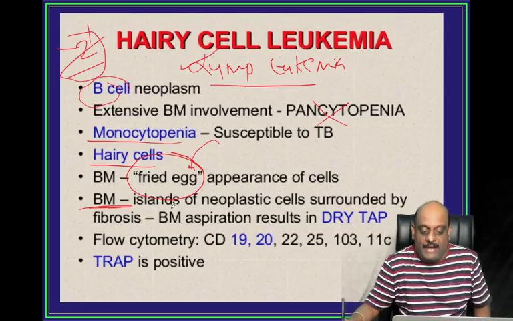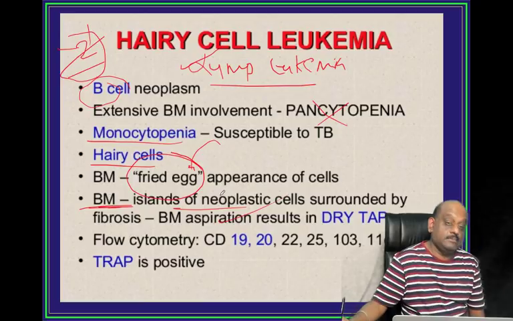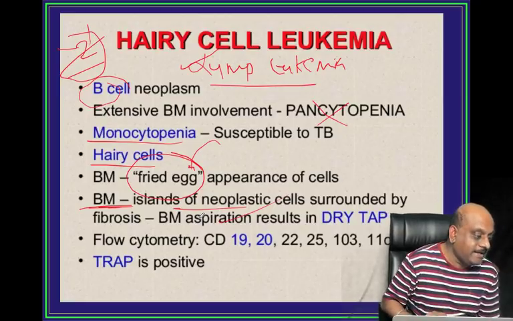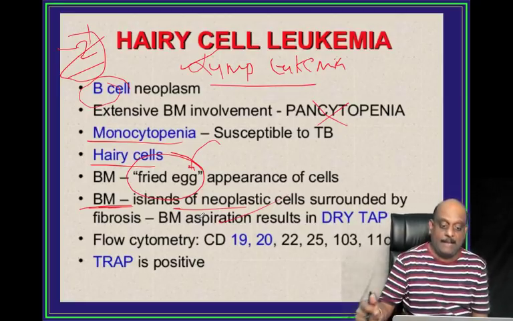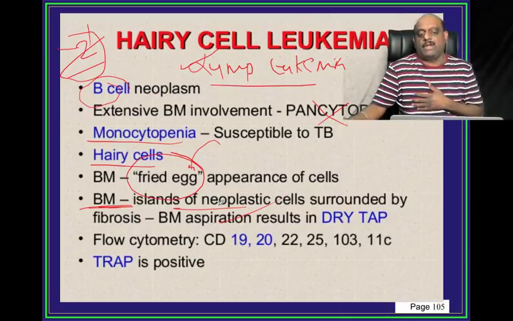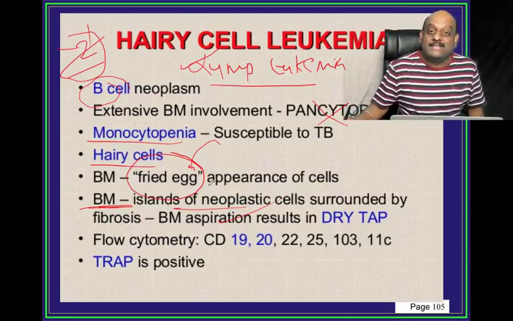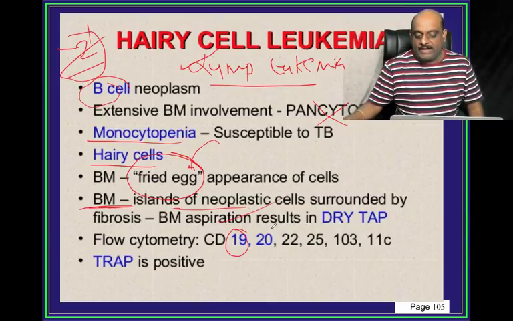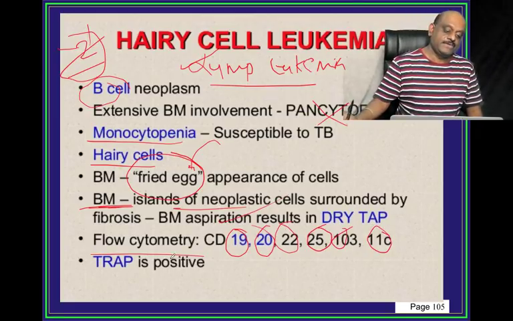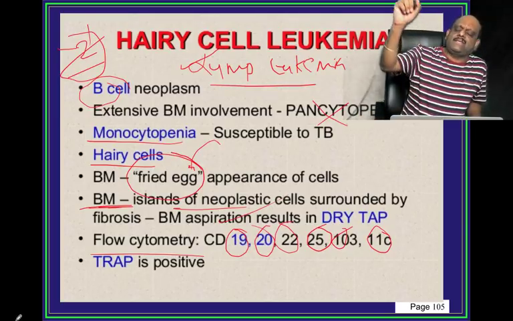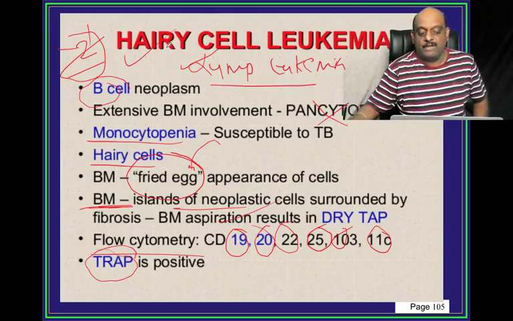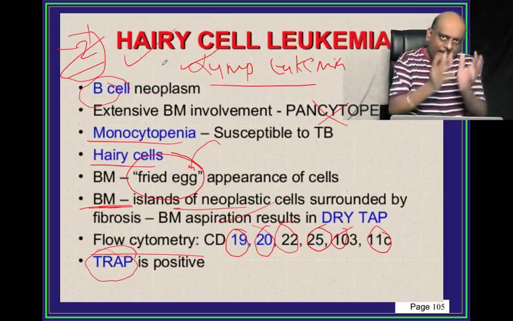Now, there is neoplastic infiltration with a lot of fibrosis of the bone marrow. So that is the reason there will be a dry tap. This is the most important, dirtiest thing you need to remember about hairy cell leukemia, doctor. What are the CD markers? CD19, CD20, CD22, 25, 103, 11C are the CD markers. Tartrate resistant acid phosphatase, TRAP positivity is a classical feature of hairy cell leukemia, dry tap, because the bone marrow is studded with fibrosis.